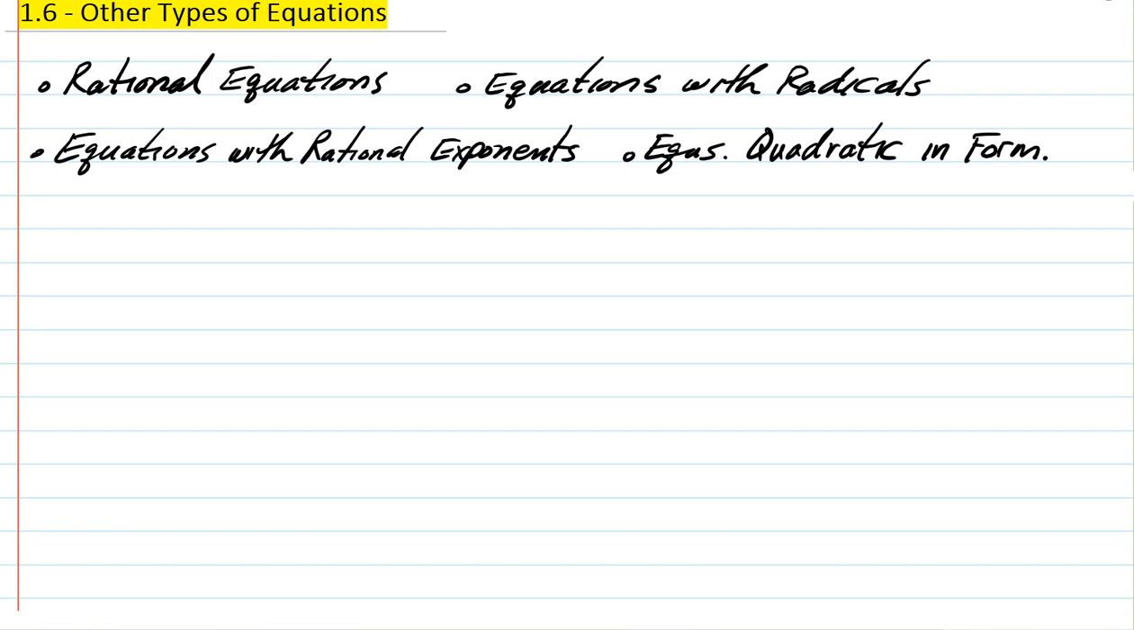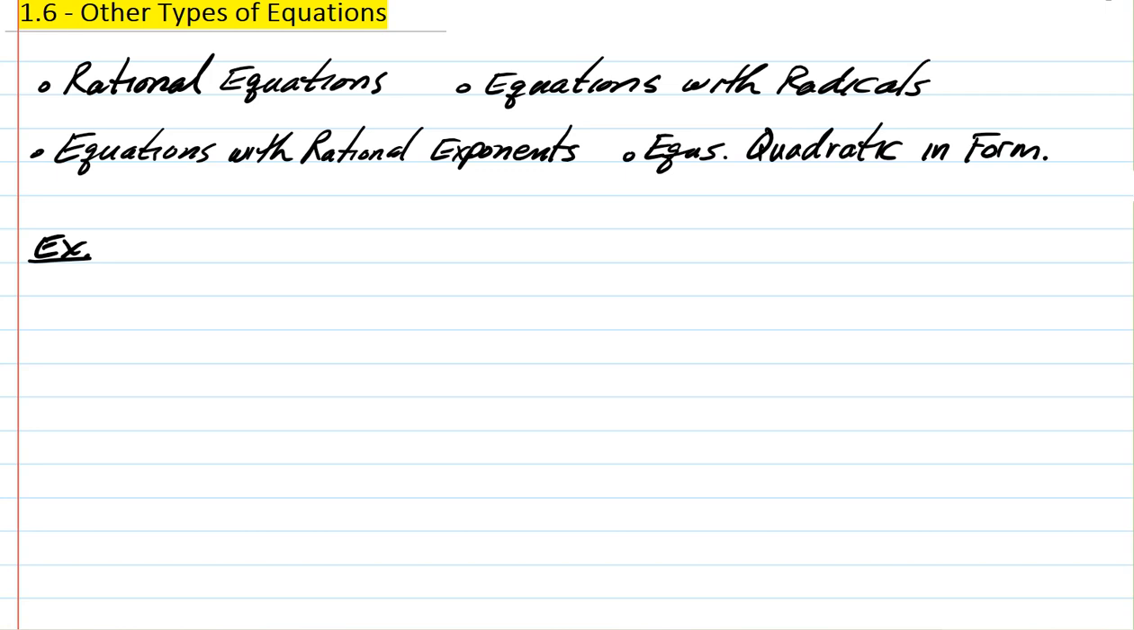Okay, let's take a look at these other types of equations now in this section 1.6. We're going to look at 4 different types of equations: rational equations, equations that have radicals, equations with rational exponents. Remember, rational means fraction, fractional exponents, and equations that are quadratic in form. So let's begin with first solving rational equations.